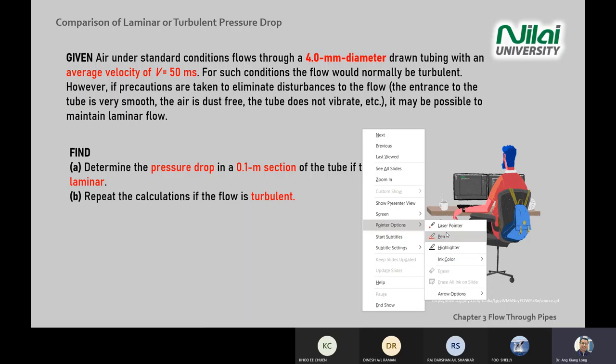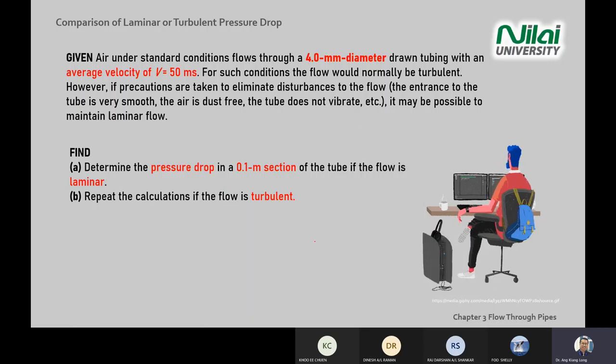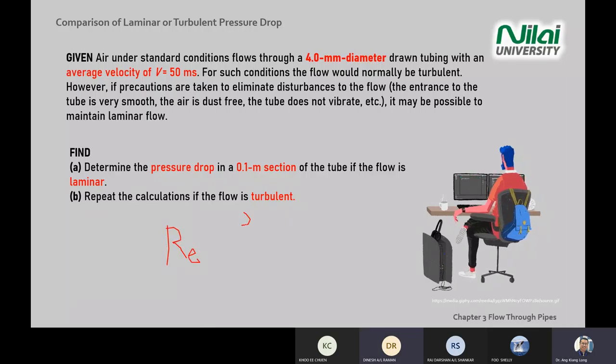Now, by looking at this question, you need to recall what is Reynolds number. Okay, what is Reynolds number? I did ask you to memorize one magic number. Previously, who did I ask to memorize the magic number? Is it Dinesh or Rush? Is it Dinesh? I asked you to memorize, right? Dinesh, are you there? Yes, sir. What is the magic number for Reynolds number to differentiate laminar or turbulent? 2,100, sir. Okay, 2,100.